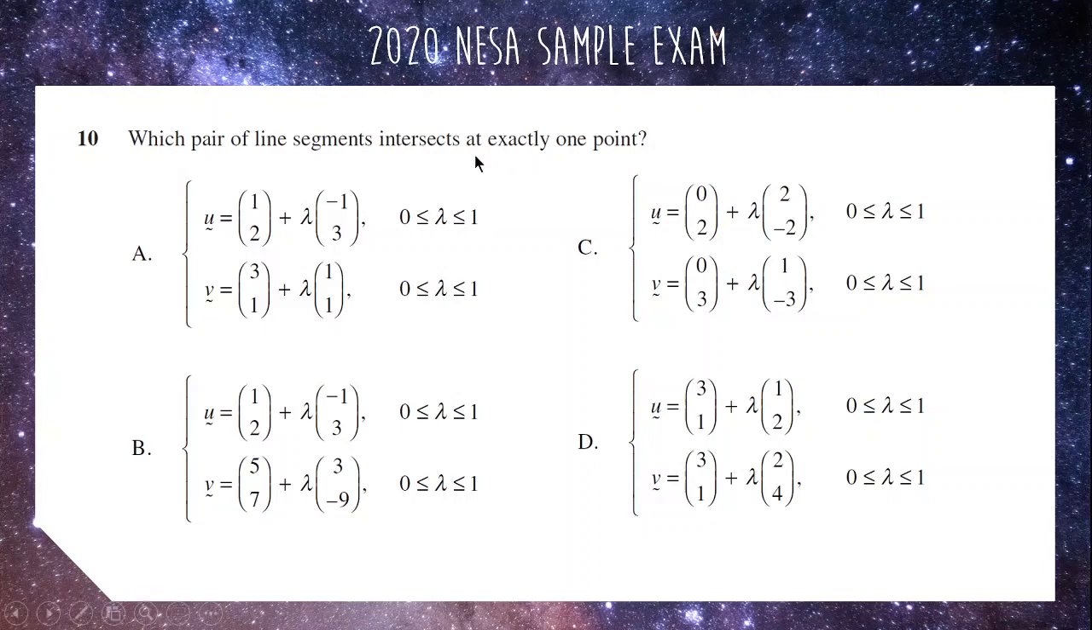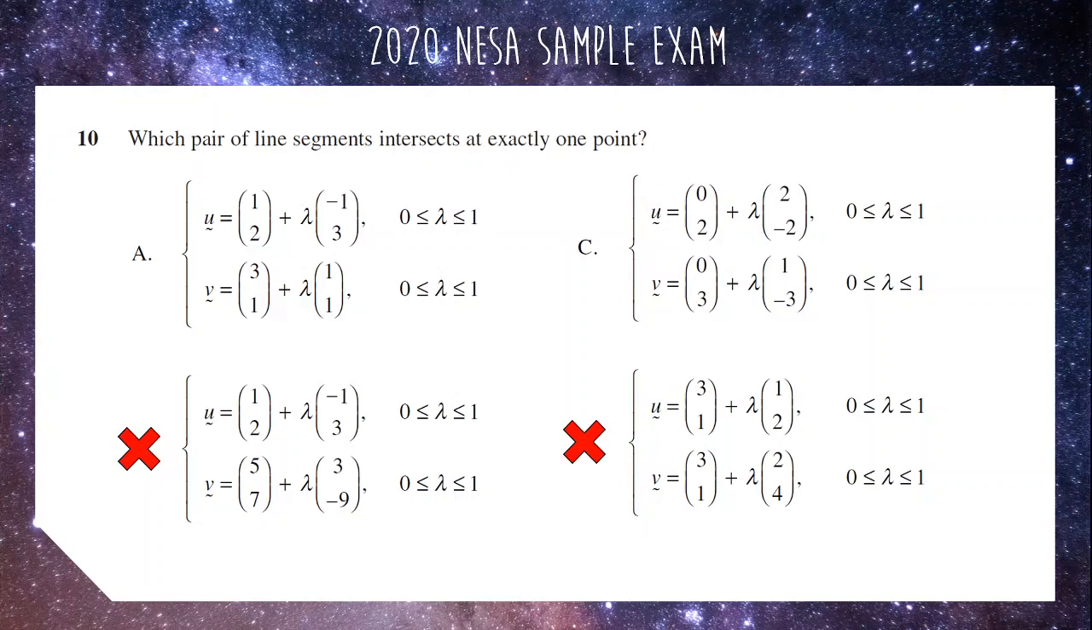Go ahead and pause the video, see if you can figure out if any of these are not going to intersect or are going to intersect at more than 1 point. We're trying to find the only pair of lines that cross at 1 point. All right, so the first thing I'm going to do is completely disregard B and D. Can you look at these two and see why I'm disregarding them as never having to cross over?